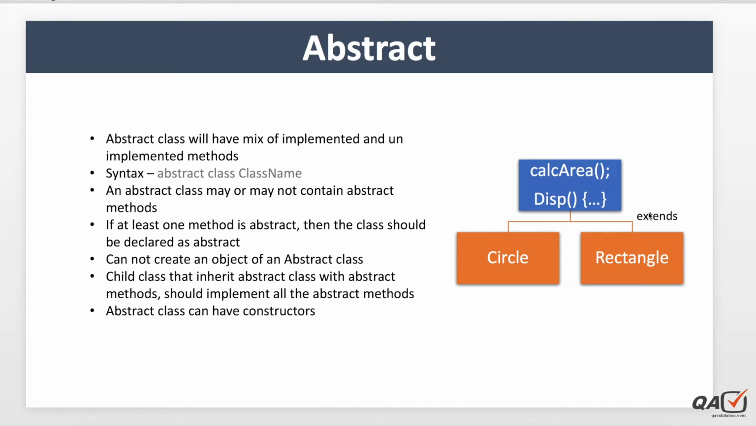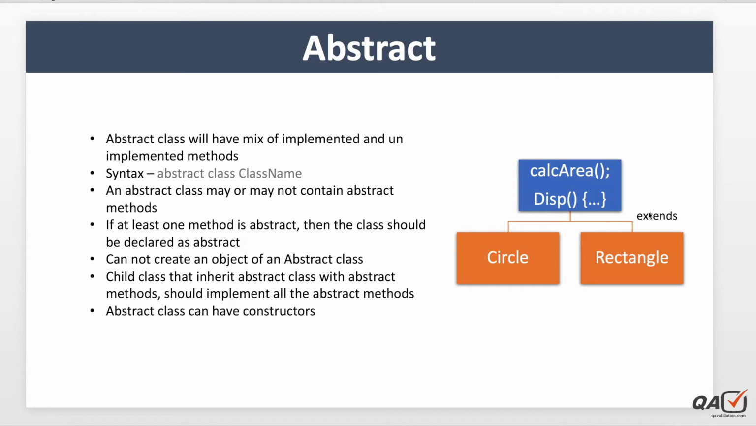Now, an abstract class may or may not contain abstract methods. What exactly is an abstract method? An abstract method always relates to unimplemented methods. In the right-hand side picture, you can see calcArea. That is an unimplemented method, because as you can see, there is the function signature with opening and closing brackets, and then directly a semicolon. It means that it is not yet implemented. But if you see disp, there is some logic written for it. So you can see it is a mix of implemented and unimplemented methods.